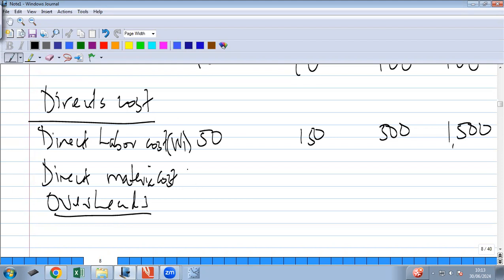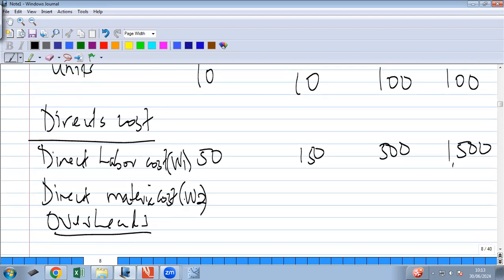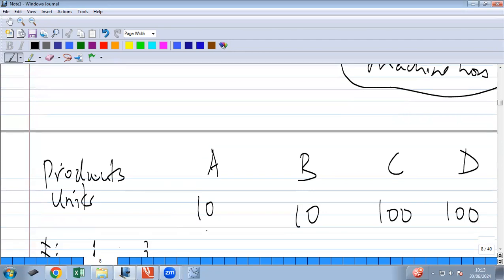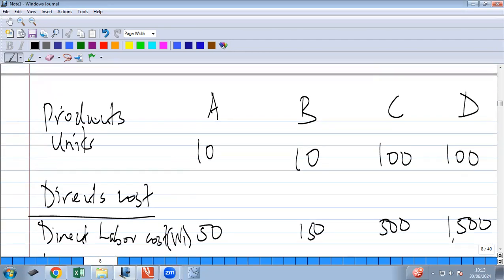Okay, then direct materials, we can have our working number 2. And as well indicate, these are in shillings. If they are put in thousands, indicate the level of precision.